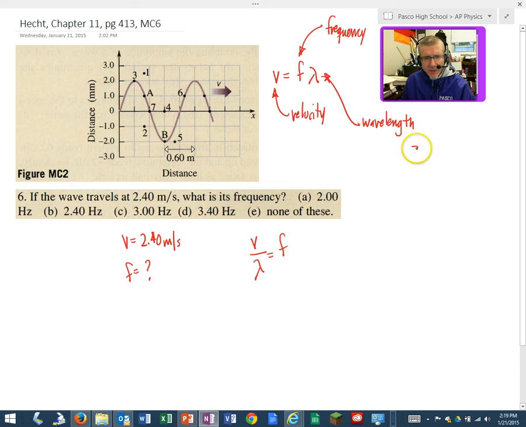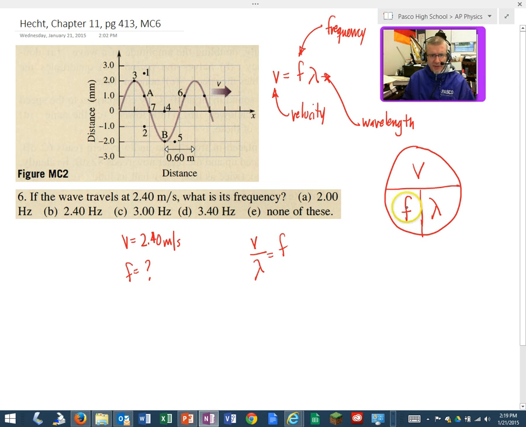Oh, this is another one of those cool equations you can do like this. So if you've got F, lambda, and velocity, you can do like this. So when I want to know frequency, I put my hand over the F and I get velocity over lambda. So all I need to know then is the wavelength. So wavelength equals what for this wave?